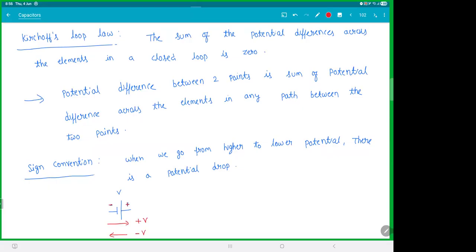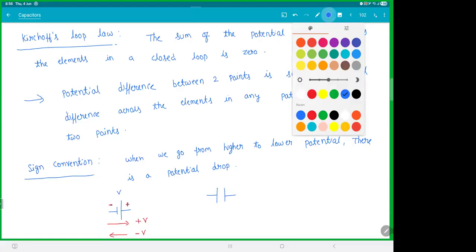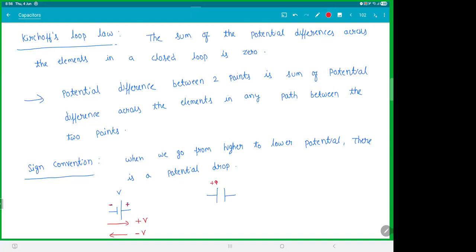Is that convention clear? So whenever you cross a battery from negative to positive, it will give you potential extra plus V. If you go opposite to the battery, it will remove the potential V from you. Similarly, if you have a capacitor, plus Q and minus Q, if you go from positive to negative plate, potential will decrease, minus Q by C. If you go from negative to positive plate, potential will increase, plus Q by C. You can write down the sign convention. You will need this.